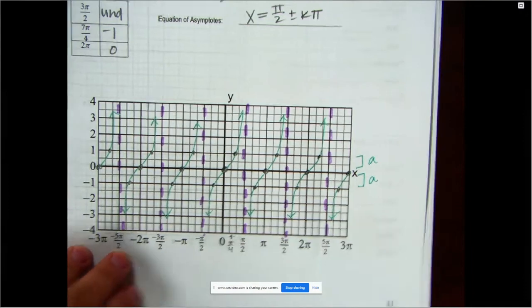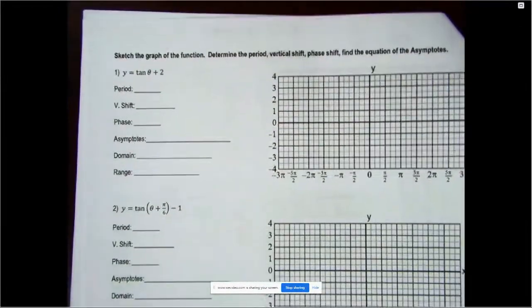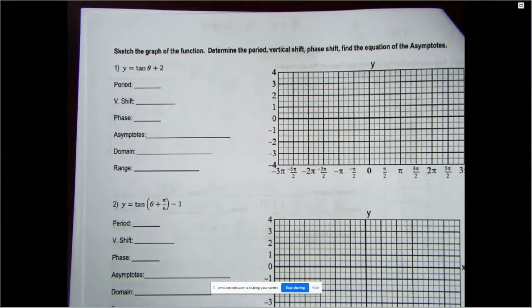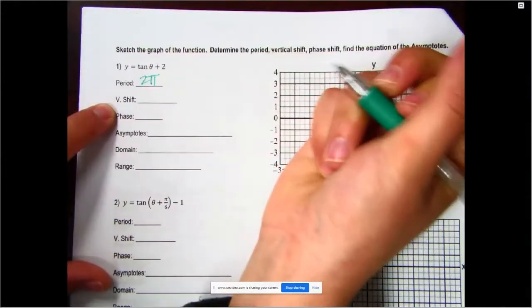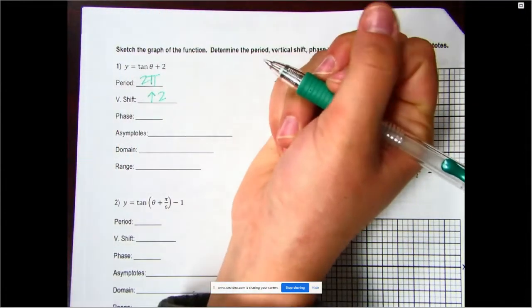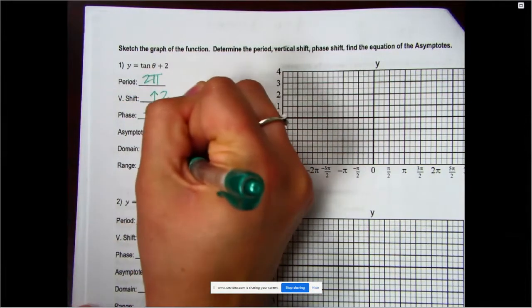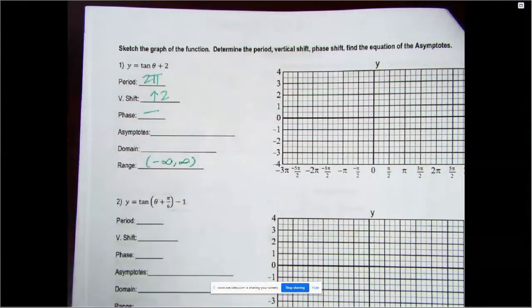Okay. Let's look over here. Tangent is going to have the same type of transformation as sine and cosine. They'll just look a little bit different on the graph. For the period, we still have 2 pi for this one. Vertical shift, that plus 2, we went up 2. Phase shift is that section in parentheses, so that's not happening here. We'll do everything else at the end, but we know the range is going to be negative infinity to infinity. We'll wait on domain and asymptotes once we see where they are.